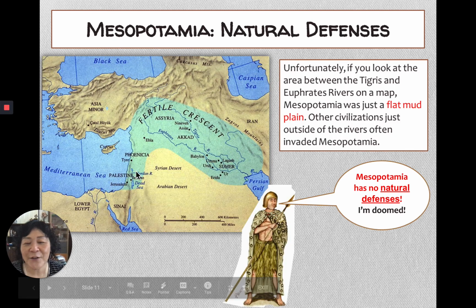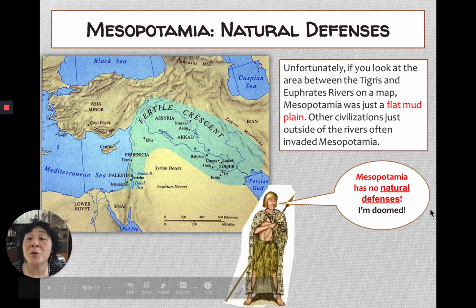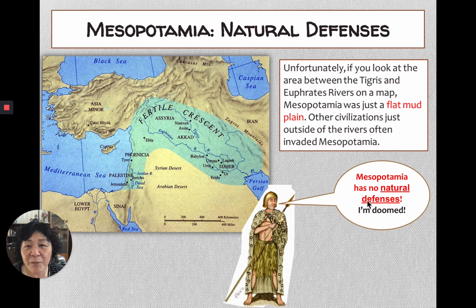Mesopotamia. So here we have another map of the Fertile Crescent and Mesopotamia. If you look at the area between the Tigris and Euphrates rivers on a map, which is right here, unfortunately Mesopotamia was just a flat mud plain. Other civilizations just outside of the rivers often invaded Mesopotamia. So people who lived out here would attack and invade Mesopotamia. For the most part, yes, they did have mud flats, but it's pretty safe to say that Mesopotamia doesn't have very many natural defenses. So this soldier is saying, I'm doomed.